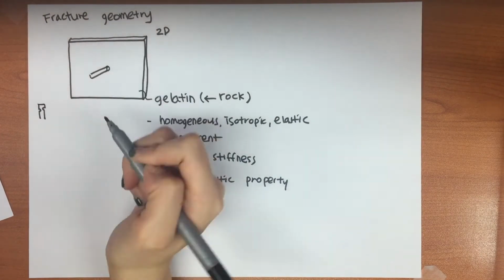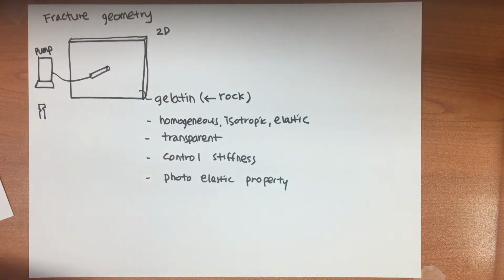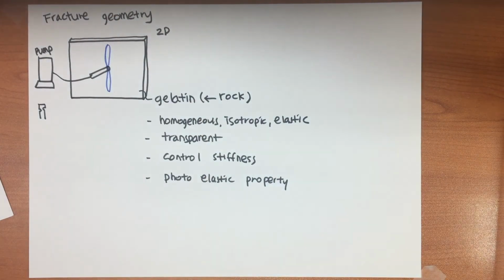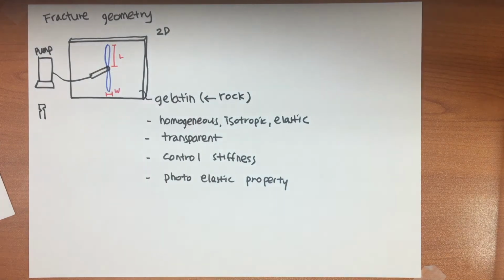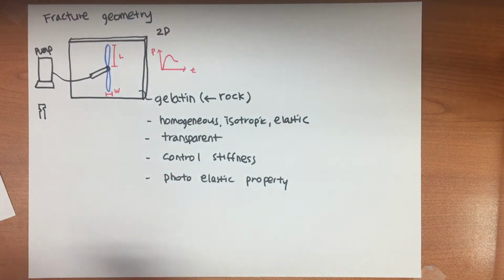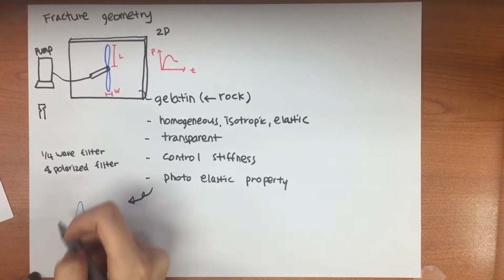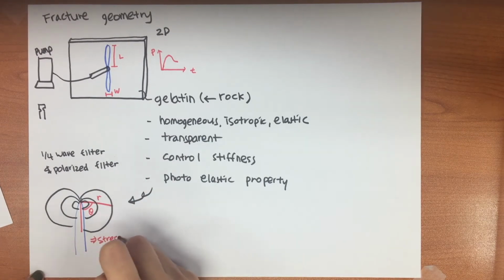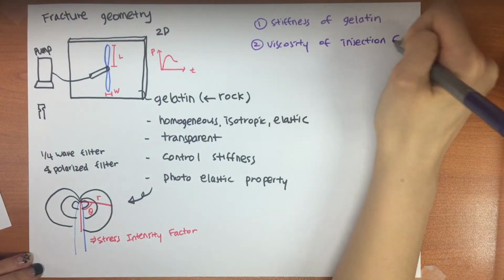At the center of the gelatin plate, a copper tube having two vertical holes was inserted. Through these two holes, the fracture fluid was injected using a pump to create hydraulic fractures. Then we can measure the fracture length and width, and compare with the pressure curve obtained from the experiment. Also, using the photoelastic property of gelatin, the stress intensity factor that describes the stress distribution at the crack tip was obtained. The same experiment can be conducted with different stiffness of gelatin, viscosity of injection fluid, and flow rate of injection fluid.